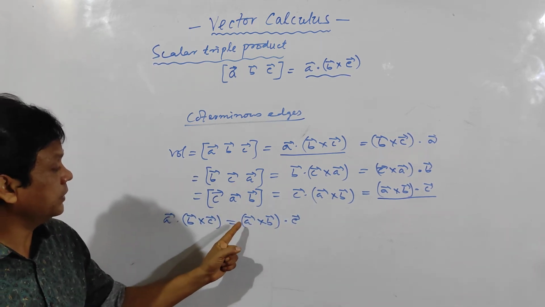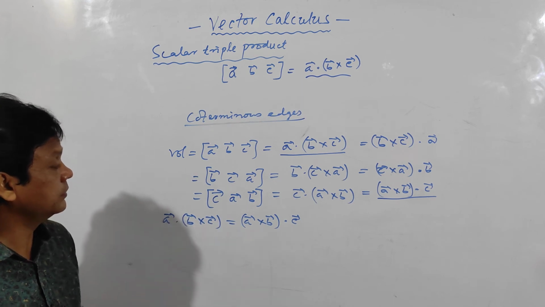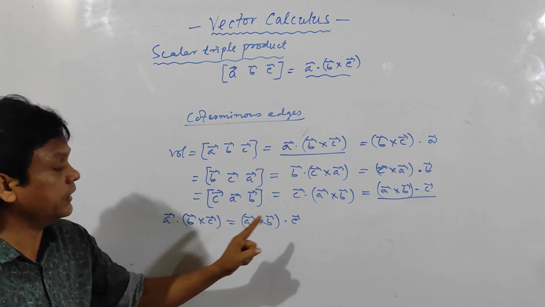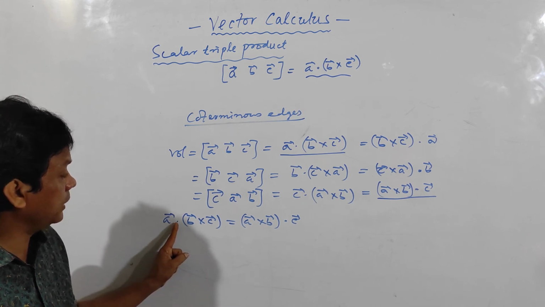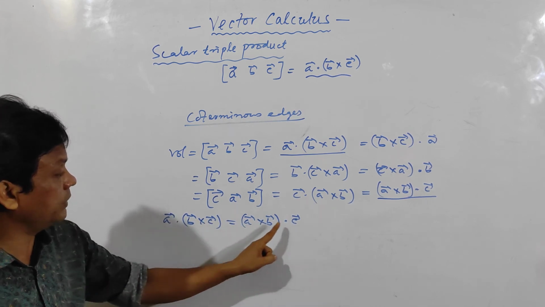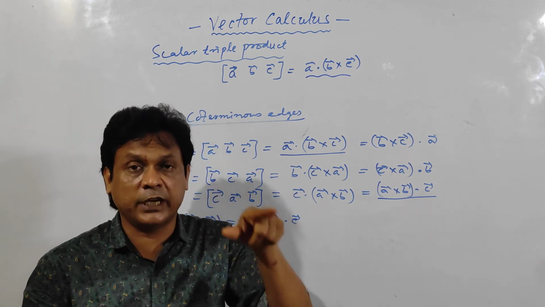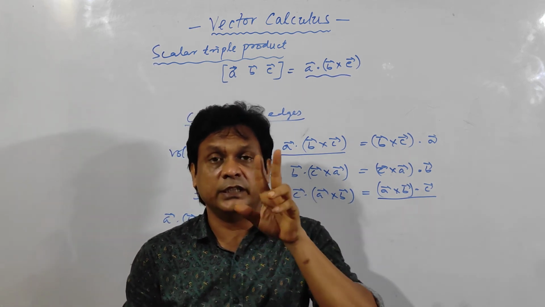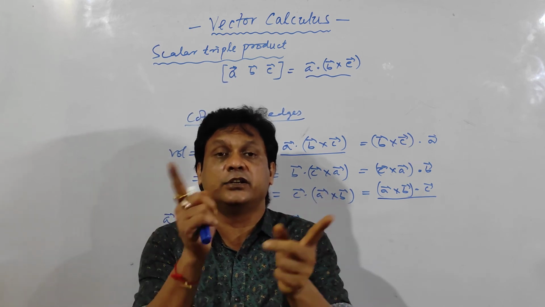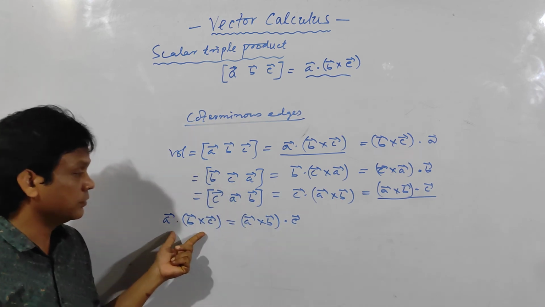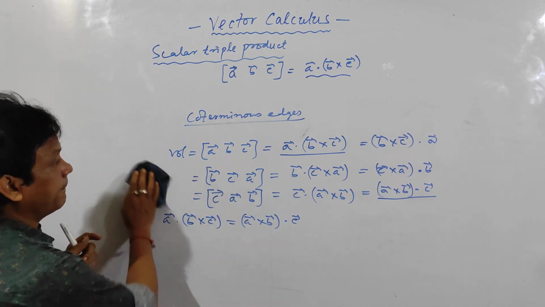So what is the difference? Here it is ABC, here also ABC. So the difference is that the signs of dot and cross are interchanged. In place of dot I have written cross, in place of cross I have written dot. That means in a scalar triple product, if the cyclic order of ABC is maintained, then the signs of dot and cross are interchangeable. You can interchange the signs of dot and cross like this. Okay, so this is the property.